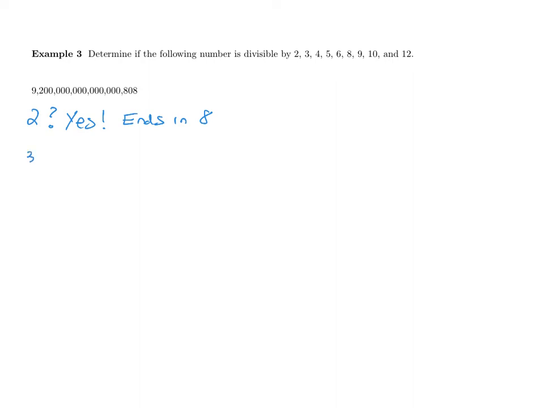Now, what about 3? Does 3 divide this number? We can check by adding the digits, or really just adding the non-zero digits. So that is 9 plus 2 plus 8 plus 8. That's 11 plus 16, which is 27. And, well, 3 divides 27, which is the sum of the digits. So the answer here is also yes.